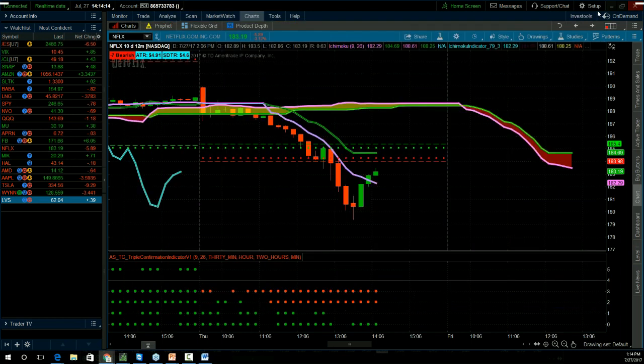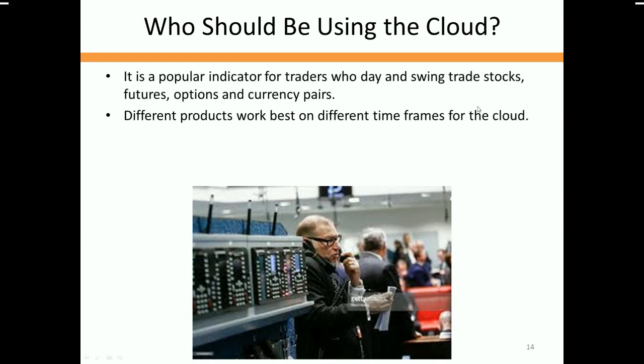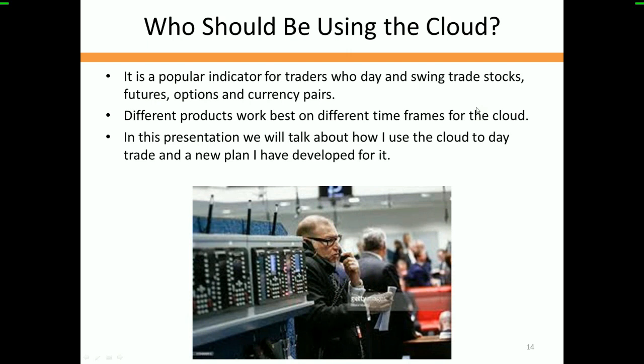Okay, so let's talk about who should be using the cloud before we get into all my historical data results. My SEC lawyer doesn't like me to use the word backtesting, so let's talk about this. So the Ichimoku Cloud is a popular indicator for traders who day trade or swing trade stocks, futures, options, or currencies. Different products on different time frames.